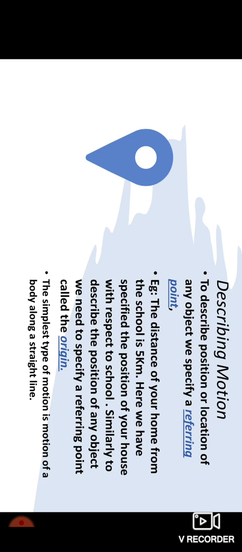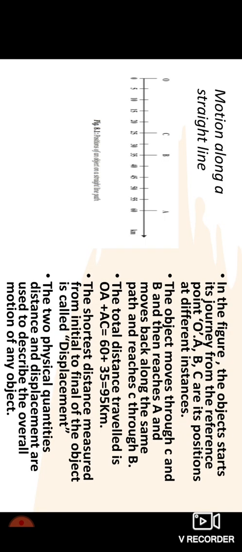The simple type of motion is motion of a body along a straight line, which we will be studying in this chapter. So to understand this motion along a straight line, go through the picture on this slide. The picture may not appear clear to you children. This is the same picture which I have chosen from the textbook. It is figure 8.1. So please refer to the textbook if the picture is not clear to you here.